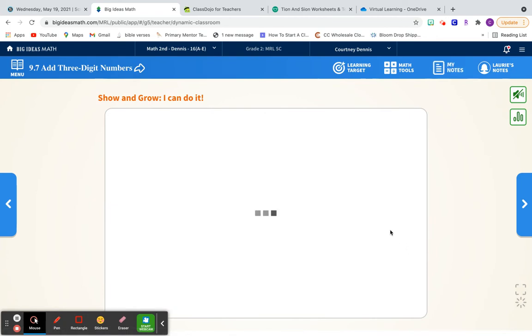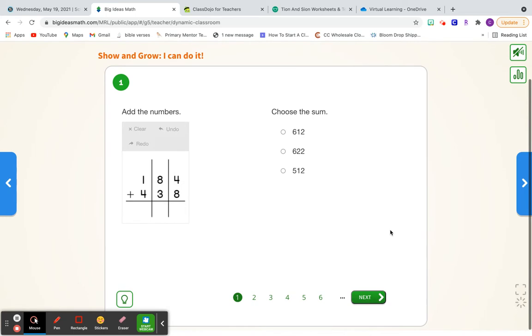Okay, so now we're going to look at a few examples before we move on to 9.8. All right, we're going to add our ones. 4 plus 8 is 12. So we're going to put our 2, carry our 10. Then we have 1 plus 8 is 9, plus 3 is 12. So we're going to put our 2, so we have 12 tens. We're going to put our 2 tens and carry our 100. And then we have 1 plus 1 is 2, plus 4 is 6. So our answer is 622.